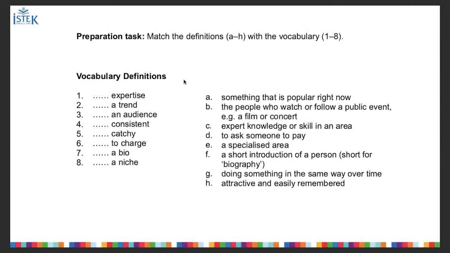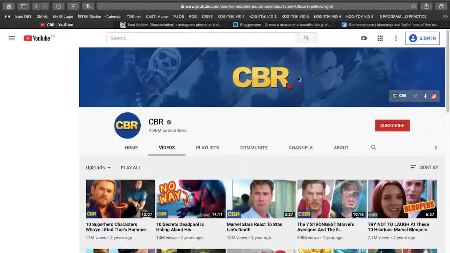In preparation for the reading task, we have a little vocabulary exercise, but before we go there, I'm going to give you a couple of visuals on the kind of things we're talking about or reading about today from my own examples. For example, I'm interested in the Marvel Cinematic Universe, and I follow a YouTube channel called CBR, which gives me up-to-date information on Marvel and what they're doing in their film series and so forth.